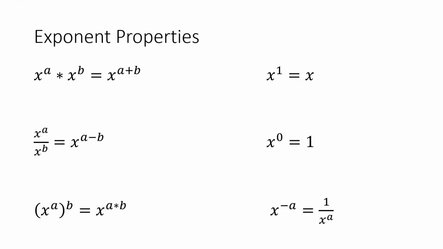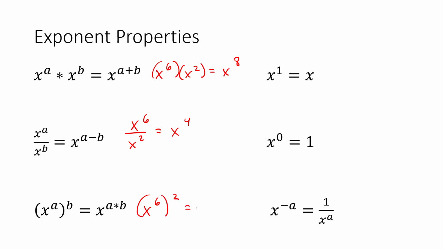Okay, these are the properties that you are responsible for knowing. When you multiply, divide, or raise a power to another power. Multiplication, if I had x to the 6th times x squared, that would be x to the 8th, right? We would add the exponents. If I did x to the 6th divided by x squared, that would be x to the 4th. And if I raise a power to another power, then I multiply. x to the 6th to the 2nd would be x to the 12th.